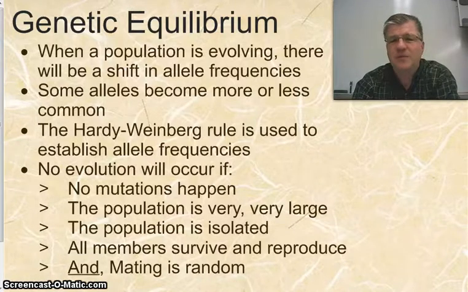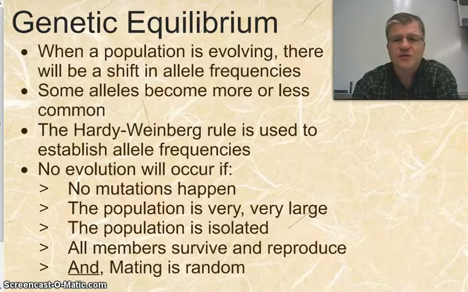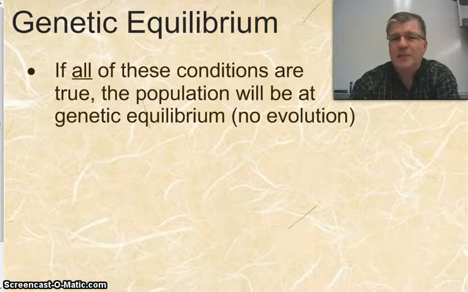And mating has to be random. In other words, you wouldn't be picking and choosing who you would be reproducing with. Each reproduction would just be simply a random case. And if you have all of those factors all matched up and all truly the way it says here, you'd end up with no evolution. So if all those conditions are true, the population would be at genetic equilibrium.